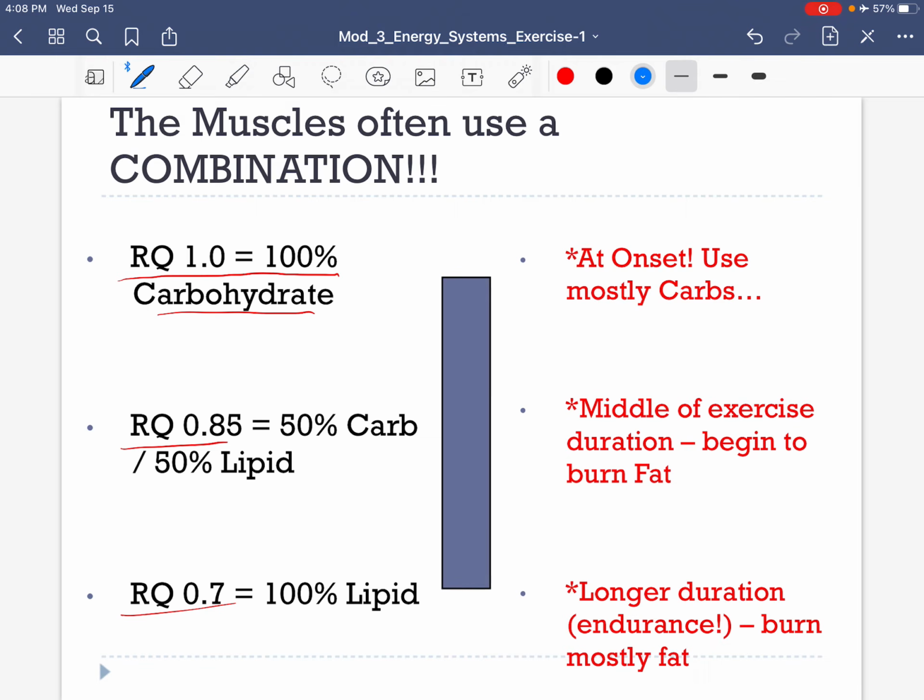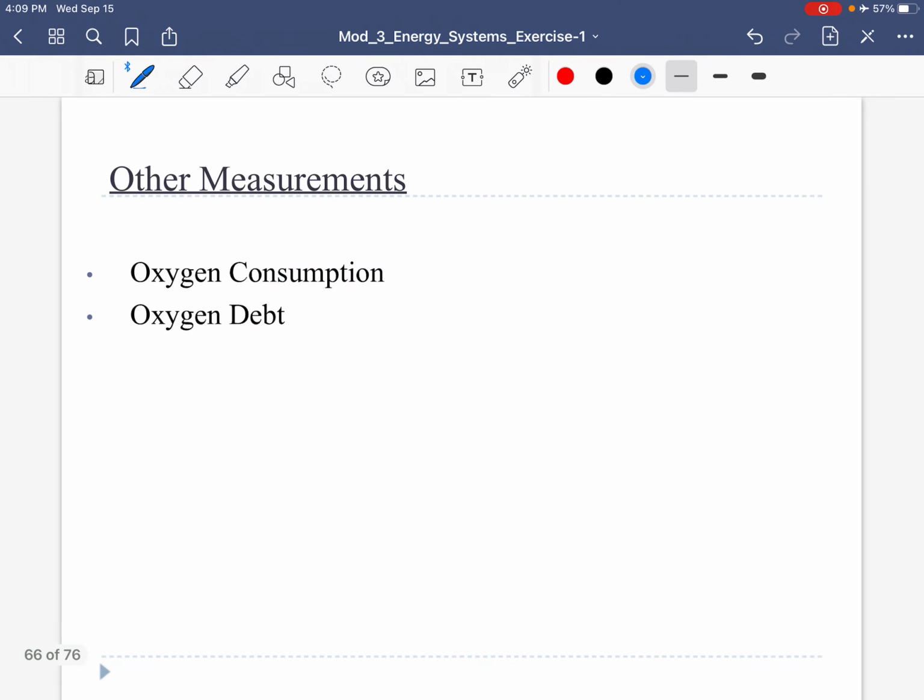And then we already know when this is going to happen. This is going to happen more at the onset when you burn mostly carbs, because carbs are quick, right? As we begin to exercise a longer duration, we're going to burn more and more fat. So we would expect to see an RER go down as the duration of an exercise gets longer.